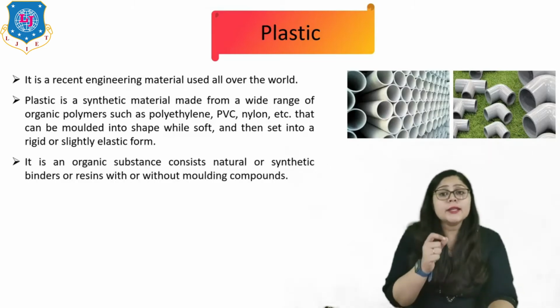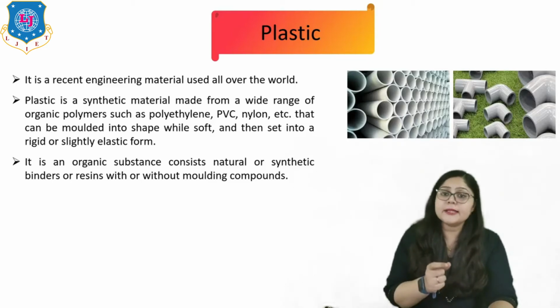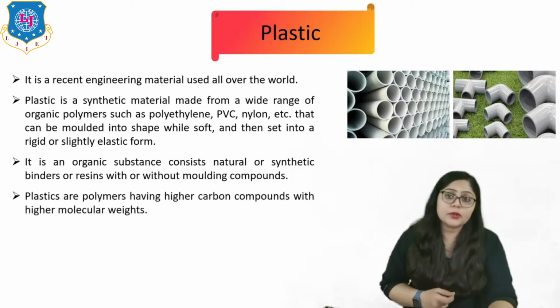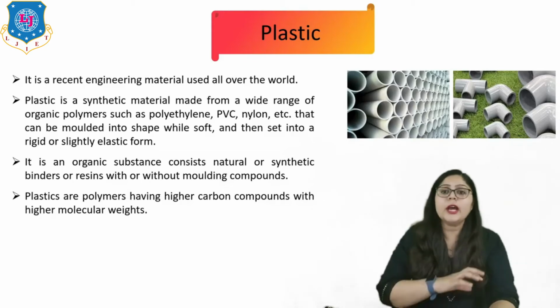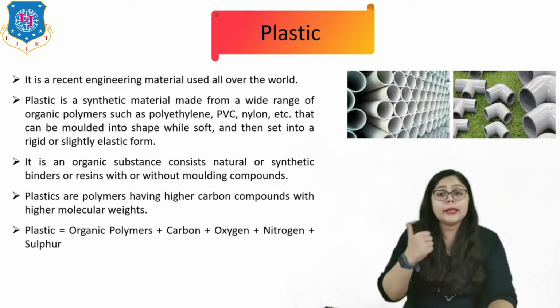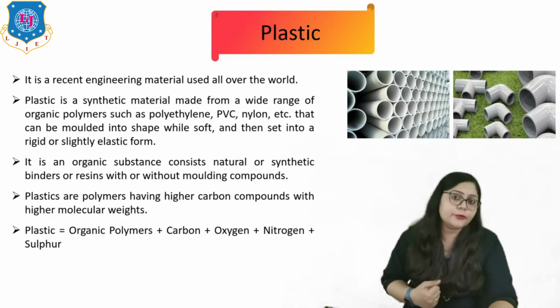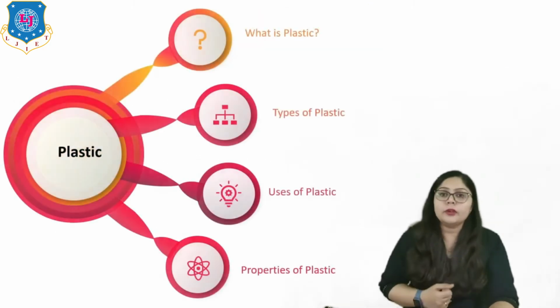It is an organic substance, consisting of natural or synthetic binders or resins with or without molding compounds, right? So plastics are polymers having higher carbon compounds with higher molecular weights. So we can say plastic is equal to organic polymers plus carbon plus oxygen plus nitrogen and sulfur, right? So that is all for the plastic.